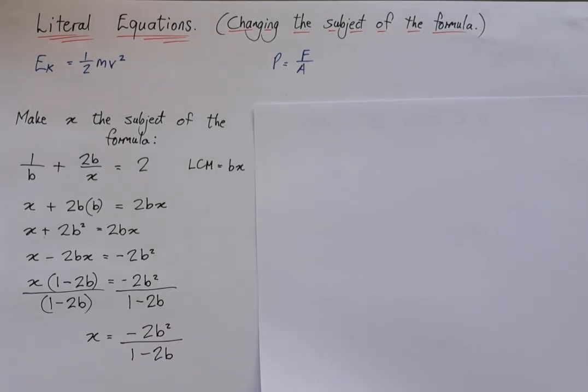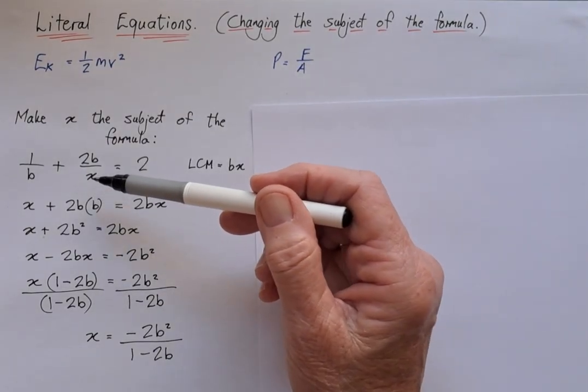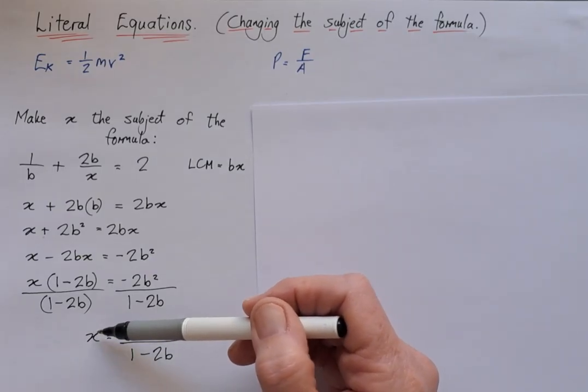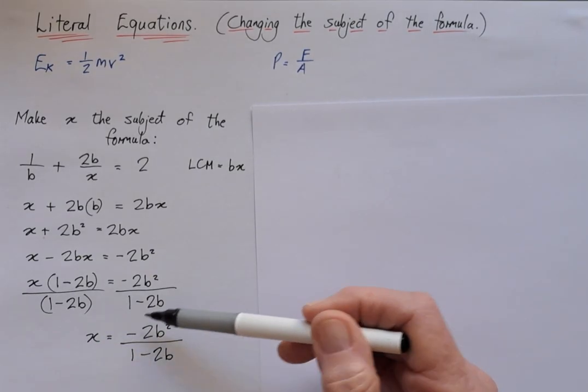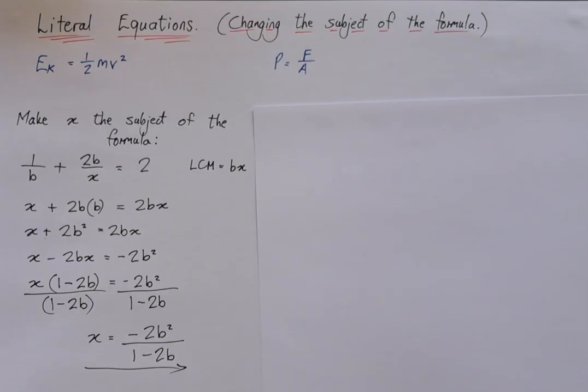And don't be tempted to cancel these b's or these 2's, because you would be cancelling across a negative sign. So in other words, if you were trying to find the value of x in this formula and you knew the value of b, once you've made x the subject of the formula, you would substitute the values of b in, and you would be able to find the overall value of x. So I have successfully made x the subject of the formula.